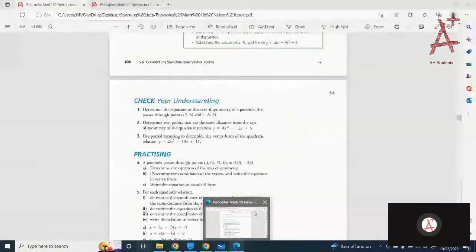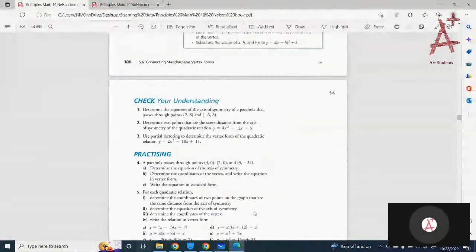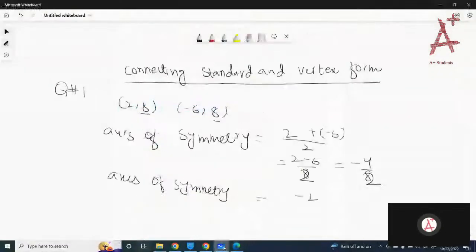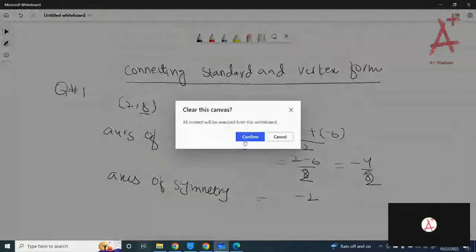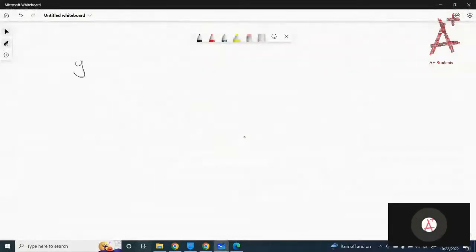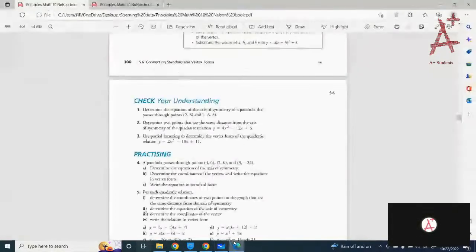The next one is: determine the points that are the same distance from the axis of symmetry of the quadratic relation y equals 4x squared minus 12x plus 5. So you have to find two points that are the same distance from the axis of symmetry.